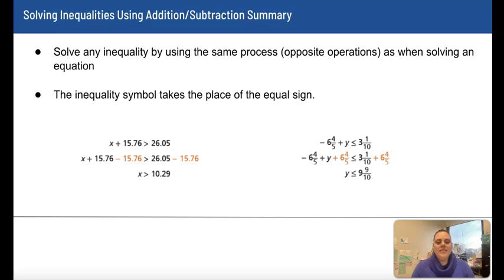To summarize this lesson, solve any inequality by using the same process as when solving an equation. We're using opposite operations. The inequality symbol takes the place of the equal sign. So remember I said the process is the same and then the symbol is different. So the inequality symbol takes the place of the equal sign. On this page you can just see a couple examples showing you how it would look if we had decimals or mixed fractions, but it is still the same process.